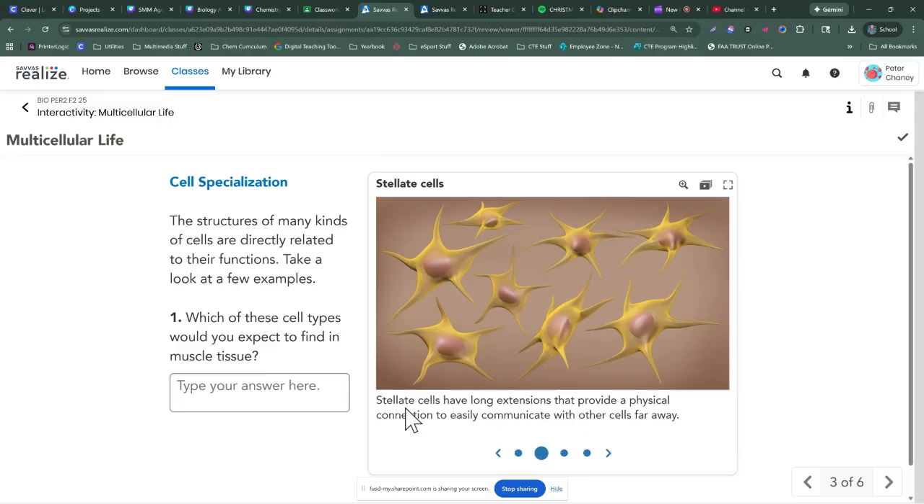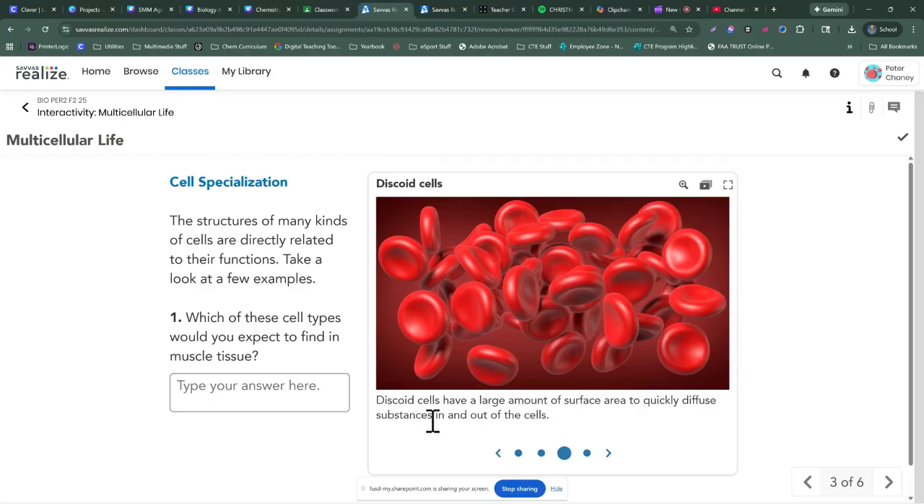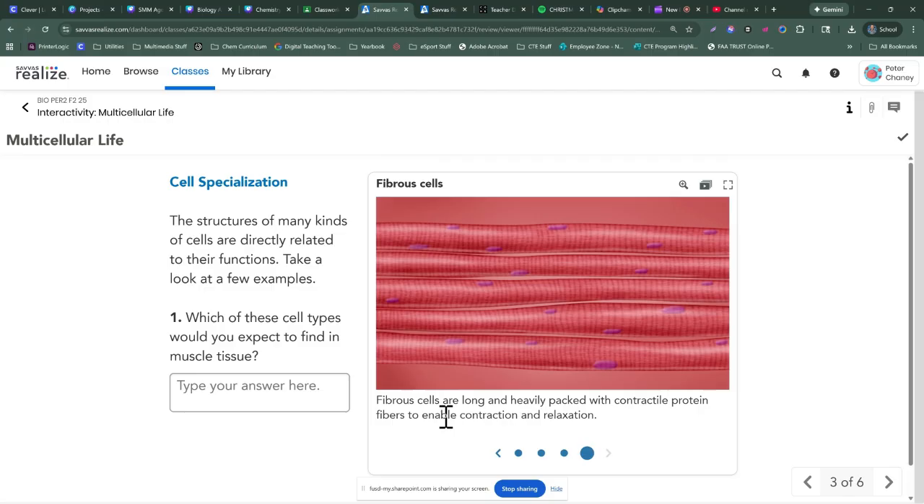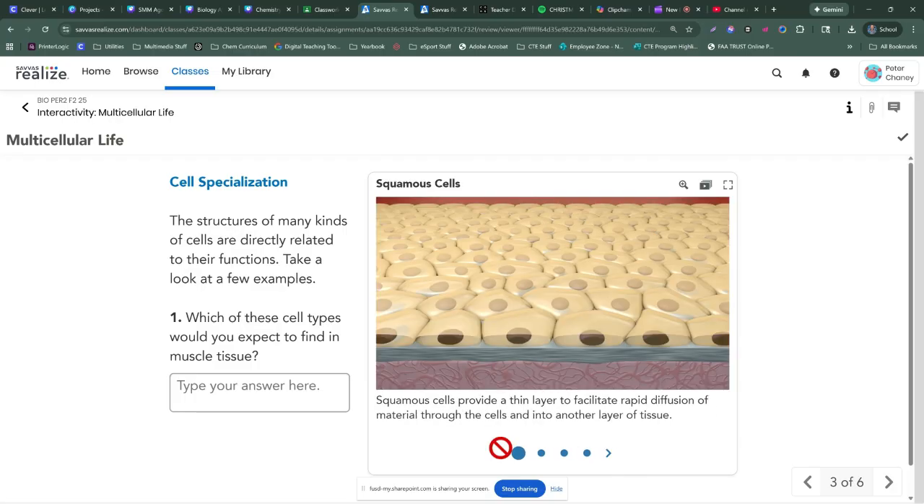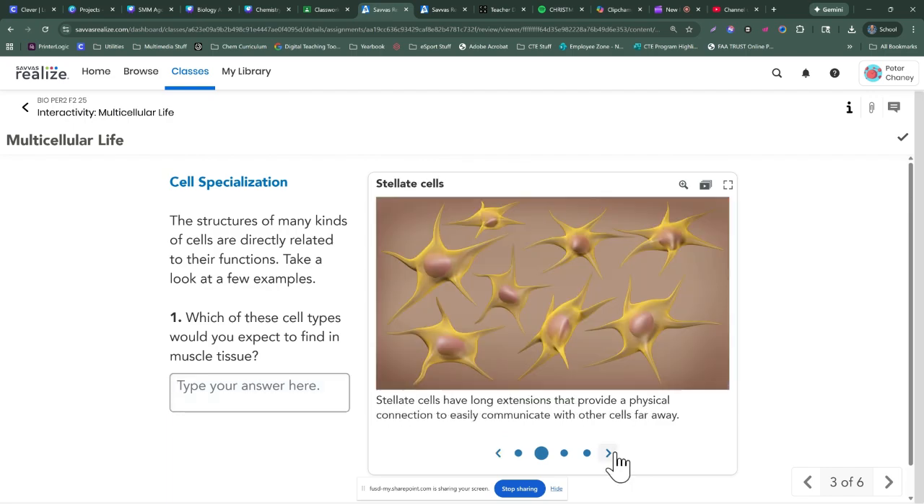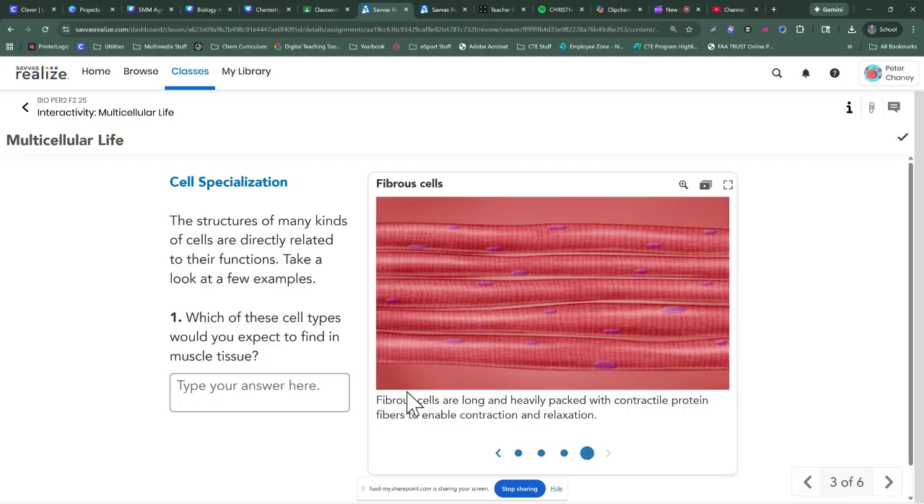Stellate cells have long extensions that provide a physical connection to easily communicate with other cells far away. Discoid cells have a large amount of surface area to quickly diffuse substances in and out of the cells. And then lastly, we have fibrous cells. They're long and heavily packed with contractile protein fibers to enable contraction and relaxation. So the question is, based on that information, which of these cell types would you expect to find in muscle cells? So would muscle cells be a squamous cell, a stellate cell, a discoid cell, or a fibrous cell? So you can answer that question there.